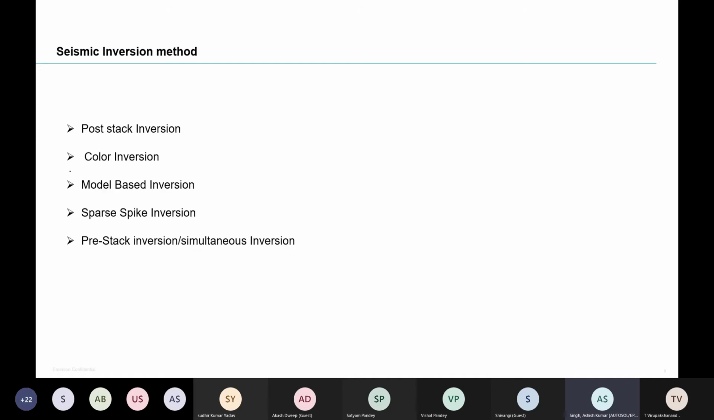Again, there are so many methods of inversion. Suppose you are in any company, so according to your reservoir, your data, your problem, you have to do the inversion. There are basically 4 or 5 methods. I have explained post-stack and pre-stack earlier, and basically color inversion, model based, and sparse type. These are basically the main methods which we use in our oil and gas industry. So I will explain them. This is important.